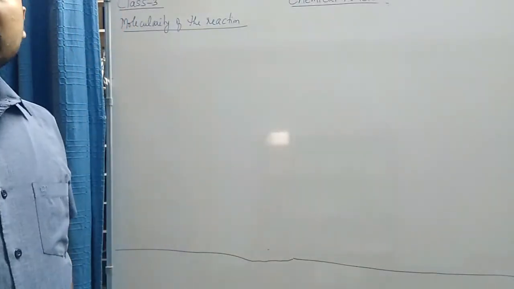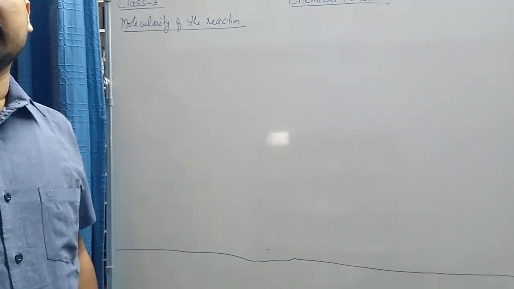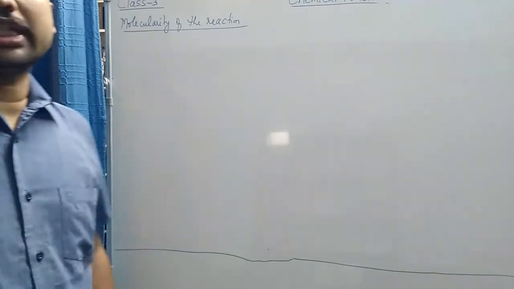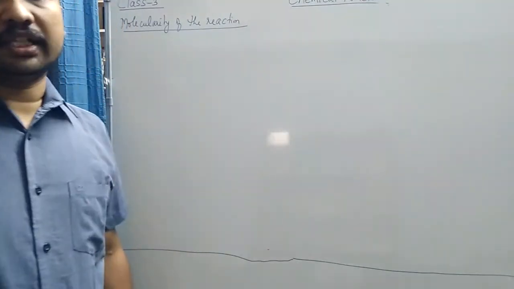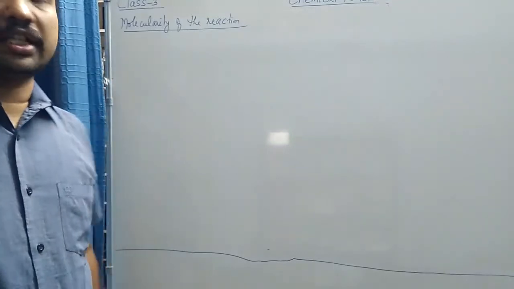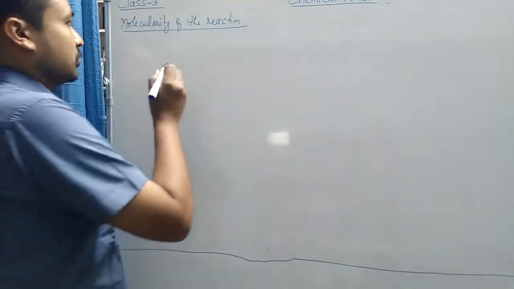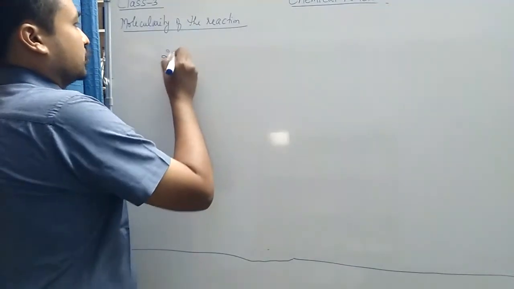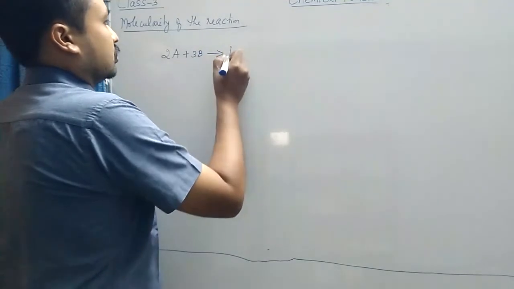So today we will discuss two important concepts of chemical kinetics. One is molecularity of the reaction and the other is the order of the reaction. So first let us understand the concept of molecularity. Okay, so let us take two examples, two chemical reactions, 2A plus 3B giving products.